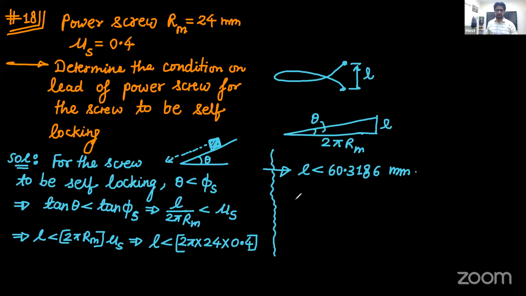Let's move on to the next problem. There is a power screw, and we know the mean radius of that power screw. The mean radius is just like the previous one, 24 mm, and the lead is given as 50 mm. Mu is given as 0.4, and there is a lever.